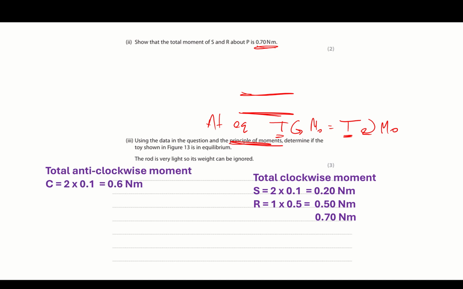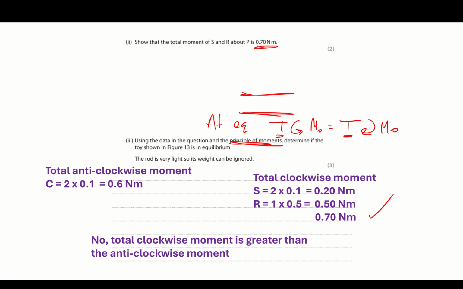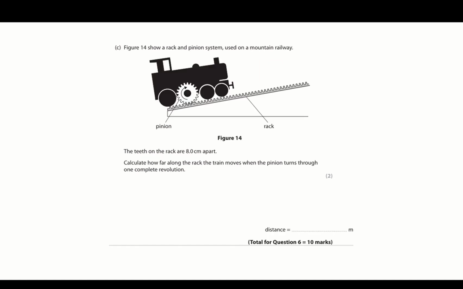So what we've got to do, well, we worked all of that out last time. We were given that in the previous question. And then we've just got to say, no, the clockwise moment is greater than the anti-clockwise moment. So we'll have a turning moment in the clockwise direction. So it's just using all the information that we worked out in the previous one.